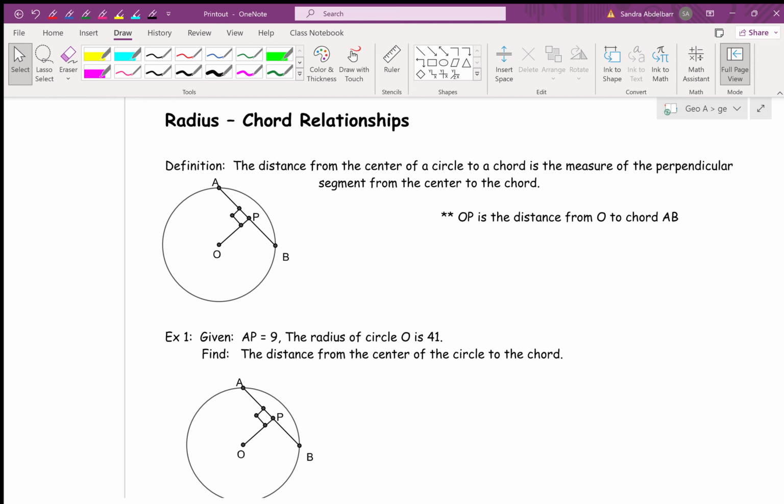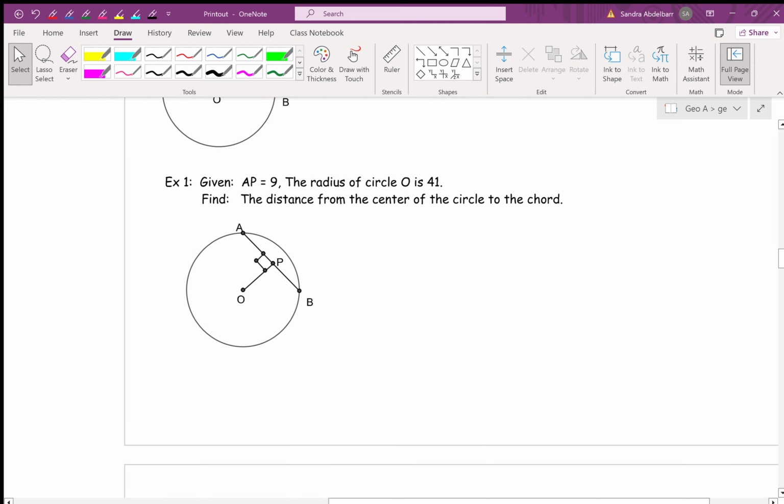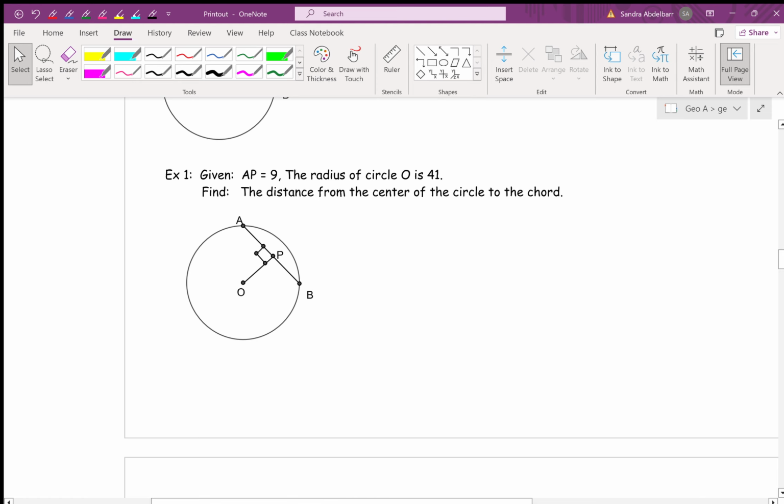All right, let's keep going. All right, so how can this be used? Even though we're done with triangles, triangles never really go away. So it says that AP is 9. The radius of circle O is 41. This is where we have to think strategically. Now, we know a radius is a segment from the center to the rim. I can draw my radius like this and say that's 41. That's not going to help me.